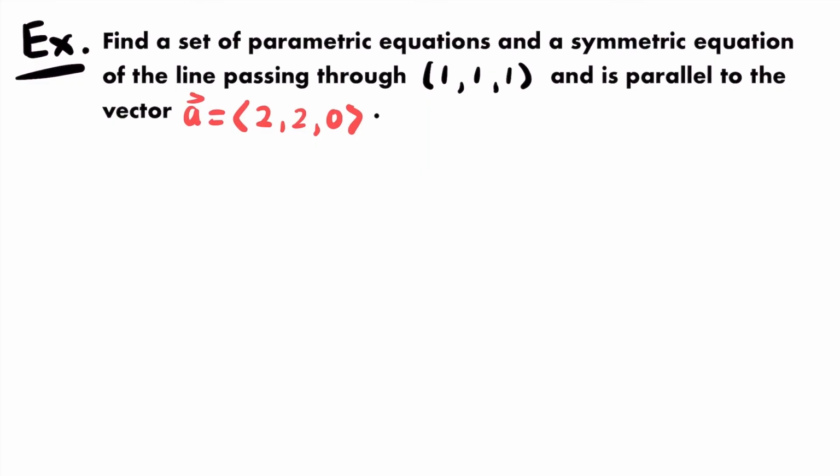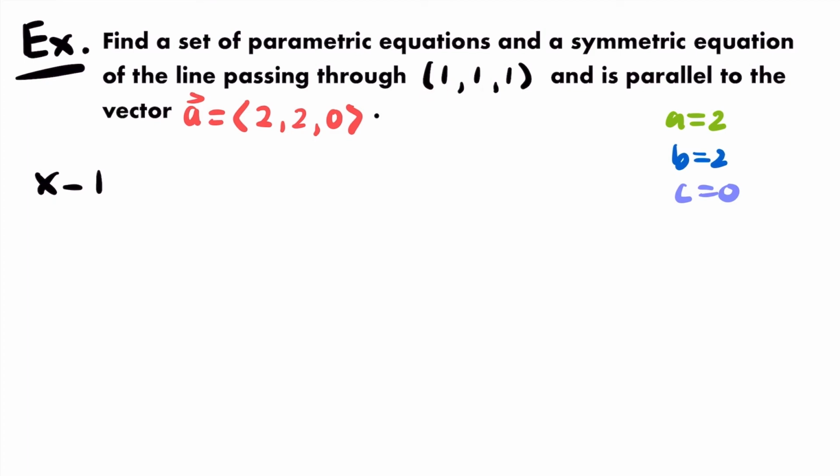But first, let me just quickly write down what each of our direction numbers are. A is going to be 2, B is going to be 2, and C is going to be 0. So A equals 2, B equals 2, and C equals 0. All right, now for our symmetric equation, we're going to have x minus x1, the x coordinate of our point, which is 1. In fact, notice that all 3 coordinates are 1, so that makes things pretty simple here.